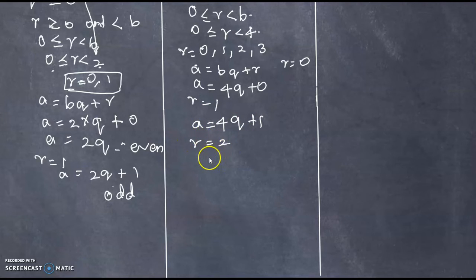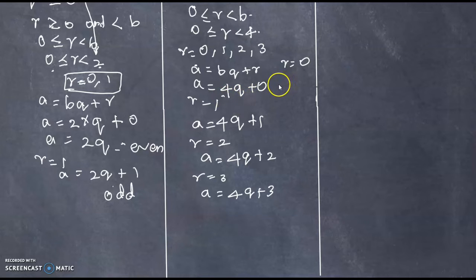R equals 2, so A equals 4Q plus 2. And R equals 3, A equals 4Q plus 3. Now when we consider these equations, A equals 4Q, which means it's an even number. Even number in the sense it's divisible by 2. We can check this: 4Q by 2 gives 2Q.